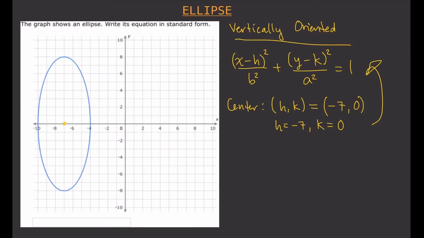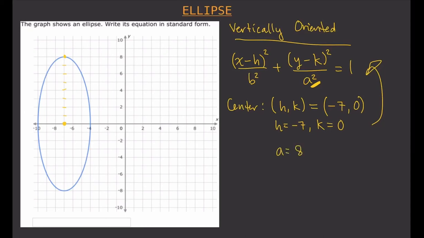Now remember what a is. A is the distance from the center to the vertex, okay? So if this is my center and my ellipse is vertically oriented, then I'm going to count up and down to find my vertex, and in turn, that will give me my a value. So this will be 1, 2, 3, 4, 5, 6, 7, 8. So my a is equal to 8.